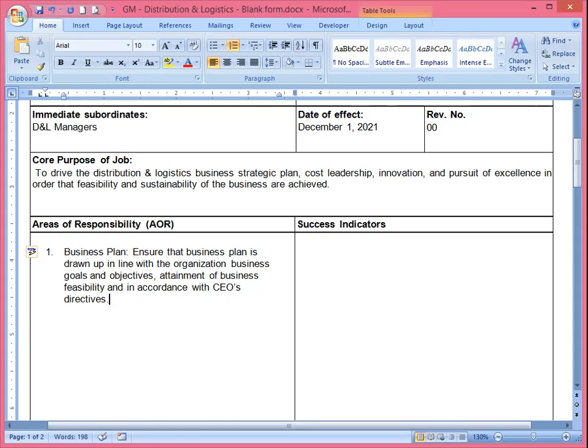So the boss, the CEO, will give direction to this job, the GM of distribution and logistics.